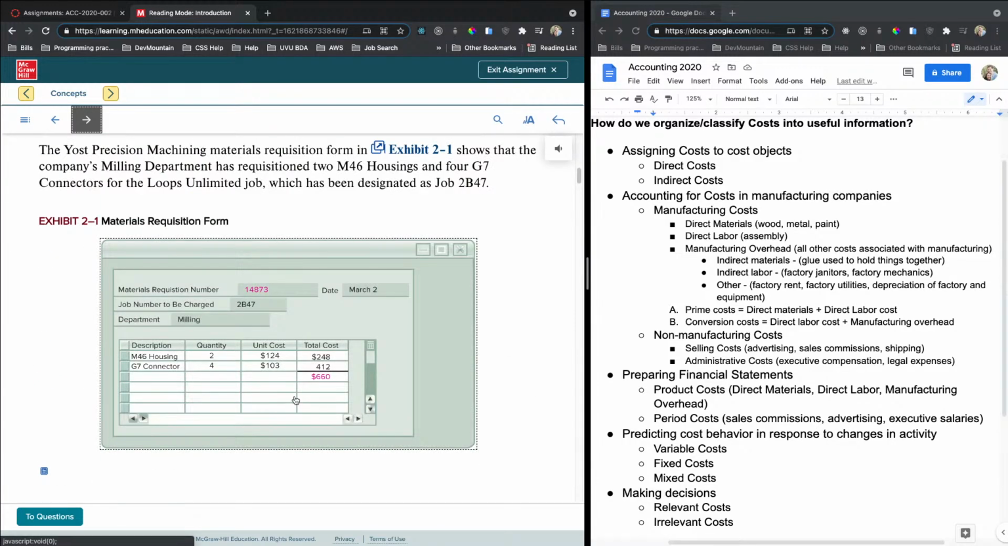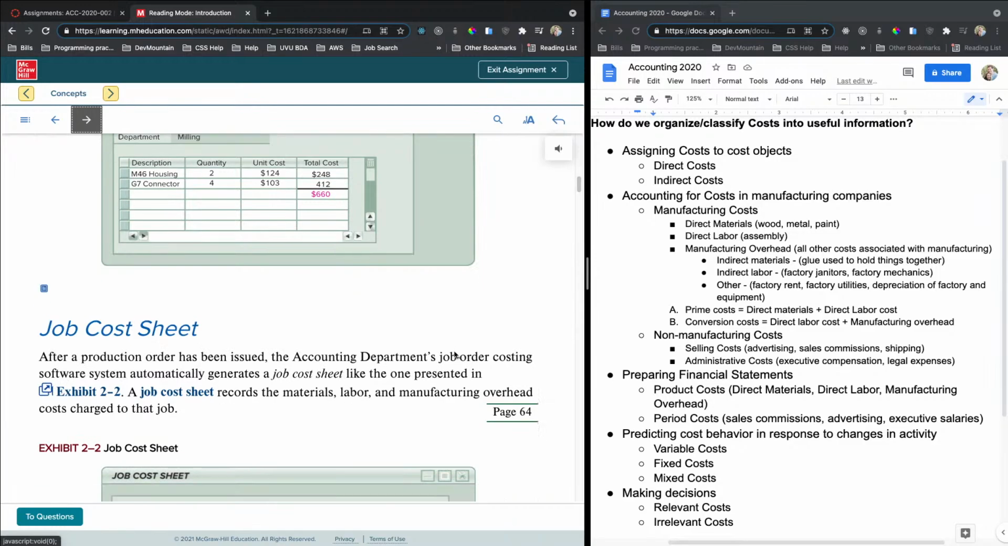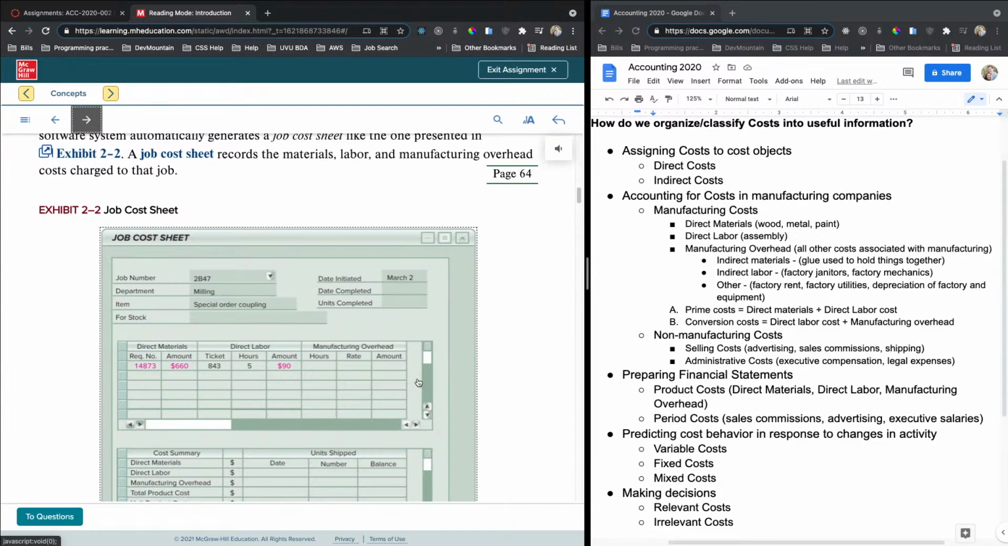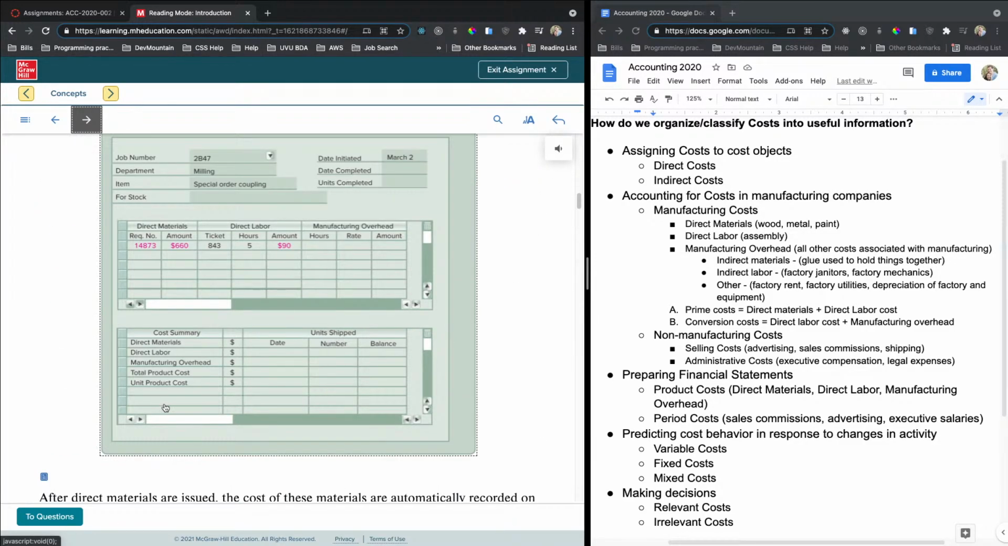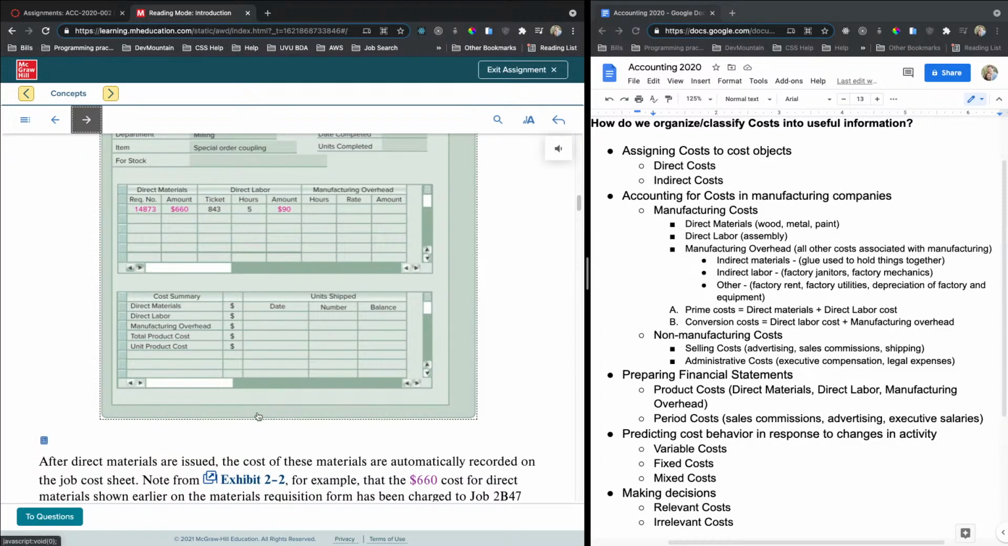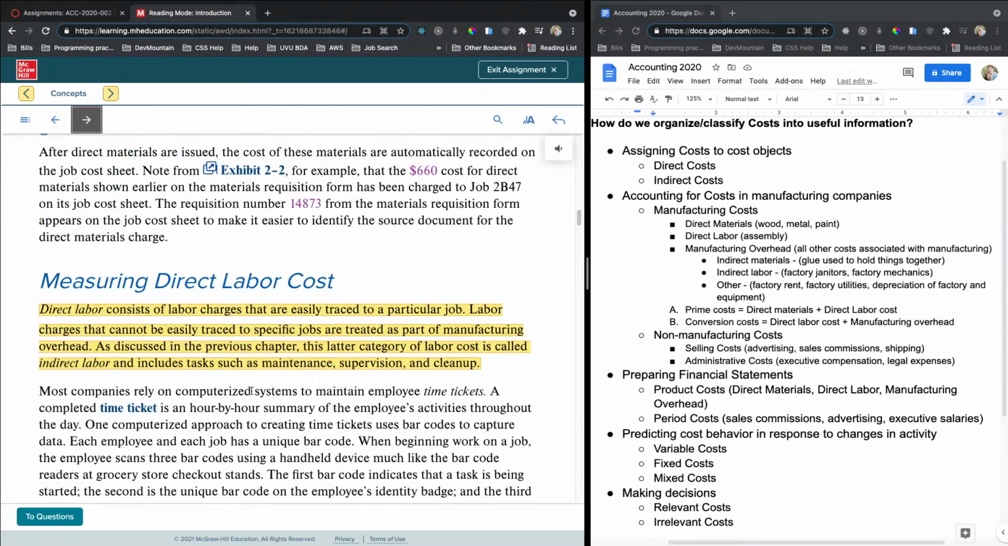So basically, to recap, the department that's making it is going to record the hours they spent on it and the materials and all that, and then the accounting department is automatically going to get fed that info. Awesome.